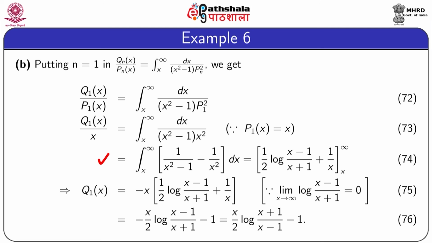And if you integrate, you will arrive at 75, which says Q1(x) is equal to minus x multiplied by half of log((x − 1)/(x + 1)) plus 1/x. And in a similar fashion, the limit as x tends to infinity of log((x − 1)/(x + 1)) is equal to 0. And after simplification, we arrive at equation number 76, which is (x/2) log((x + 1)/(x − 1)) − 1, which is our desired result.